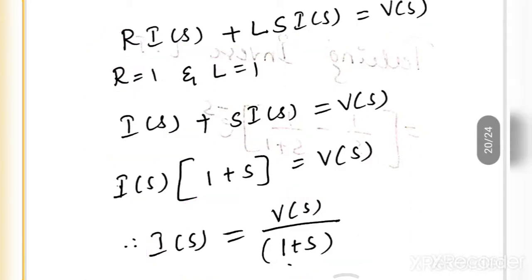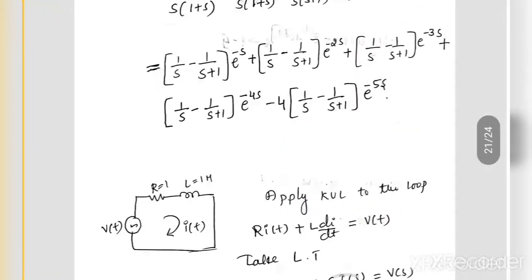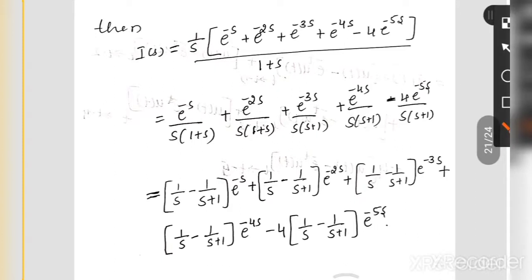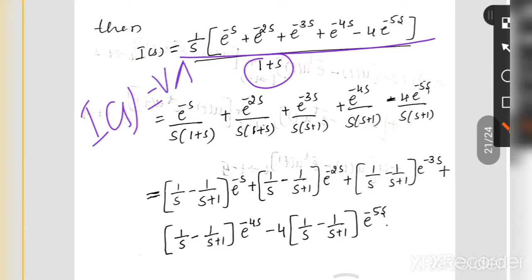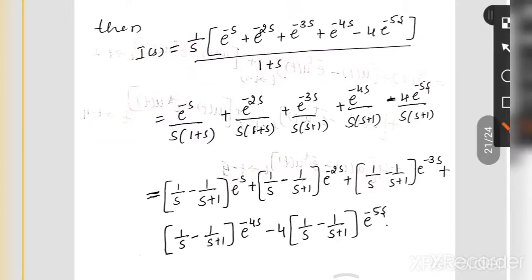So we can substitute this: I of s equals V of s divided by 1 plus s. In that formula, the denominator remains the same. We had the formula I of s equals V of s divided by 1 plus s. So this remains the same, only the V of s value we have substituted from the staircase which we have calculated.